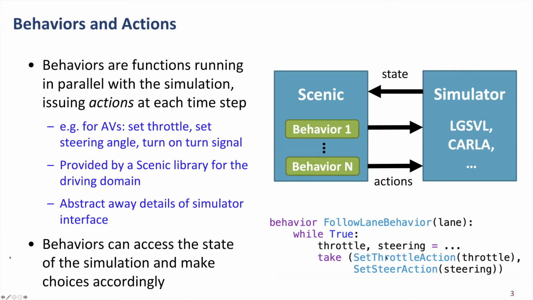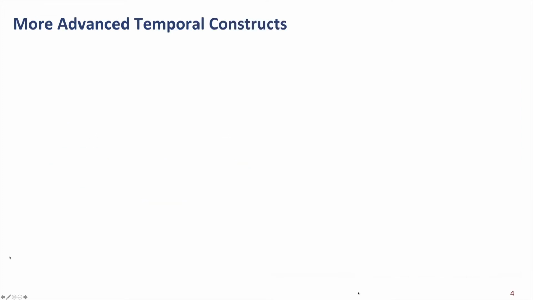And here we can already see some simple temporal aspects going on. This infinite loop is one where it's iterating once every time step. This take statement in Scenic says essentially, issue these actions, now wait for the simulation to proceed by one time step before resuming execution of this behavior. But you can do more interesting things with some of Scenic's temporal constructs.